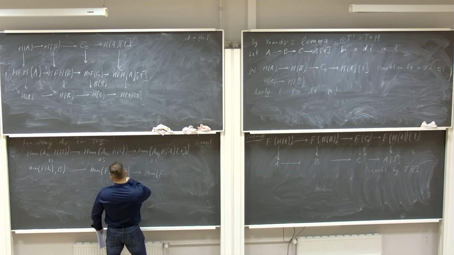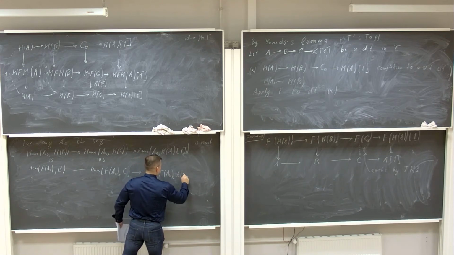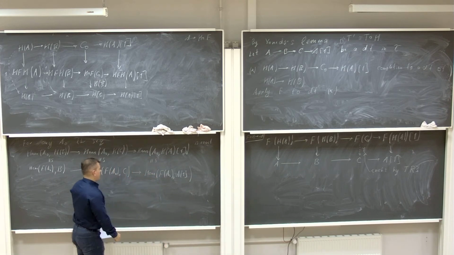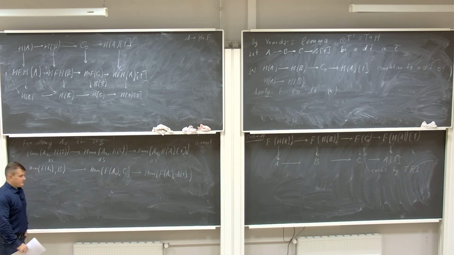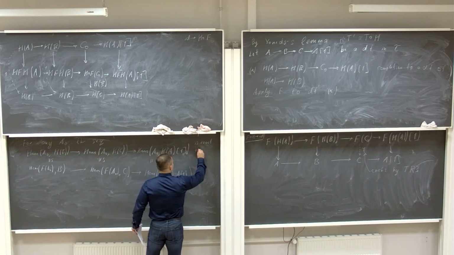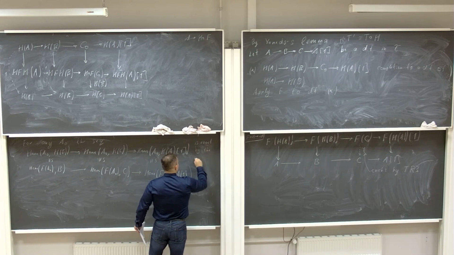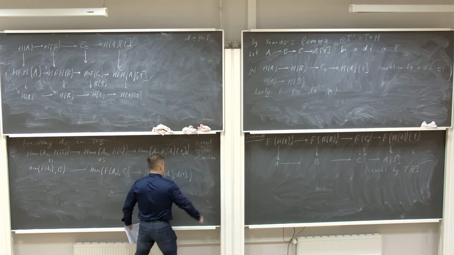now this is a homological functor applied to a distinguished triangle, well, a rotated distinguished triangle. So this is exact, by the adjunction.